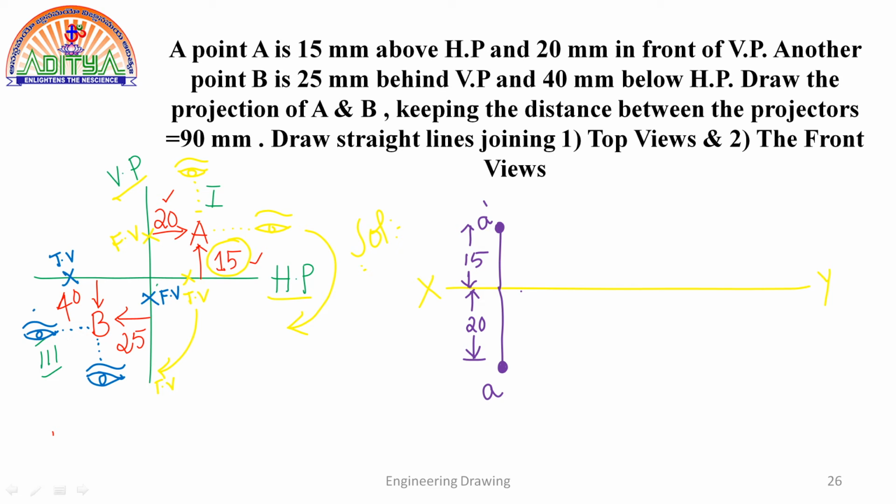Now what we have to do again here, we have to rotate this horizontal plane in the clockwise direction. If it rotates in the clockwise direction, this top view will come here. So it will come above the reference line. If you rotate this horizontal plane in the clockwise direction, the top view will come above the reference line.